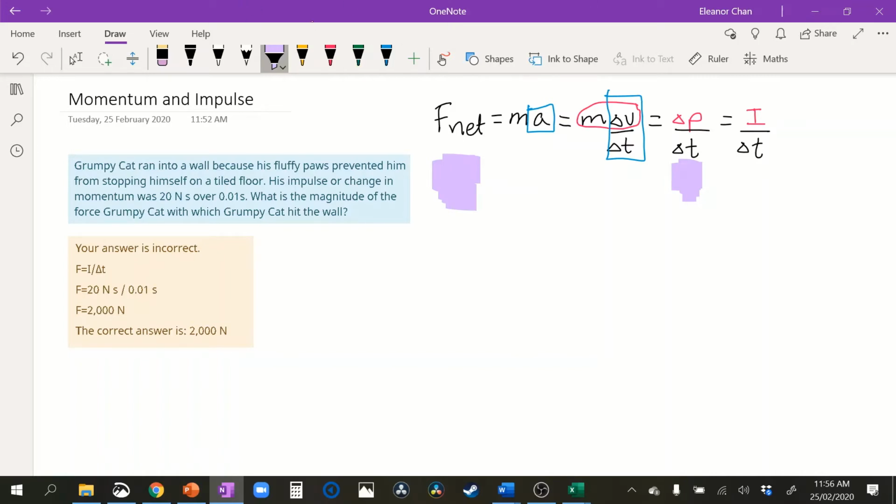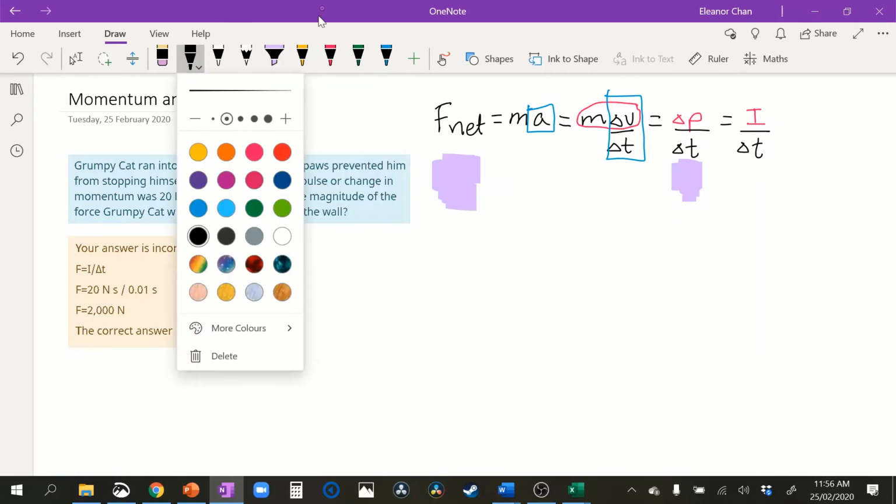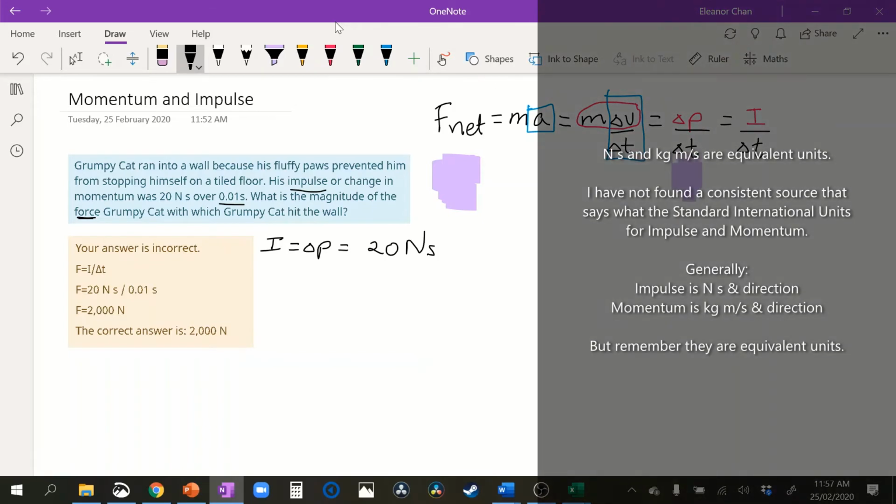The bit that we care about for today, I'll write this down, okay, what we need to do today is understand which of the equations do we care about. Now, we're being asked to find the magnitude of the force, we're given impulse, okay, and we're given time. So let's write this information down. The impulse, or change in momentum, is given by 20 Newton seconds. Now, if you're given Newton seconds, that's usually impulse.